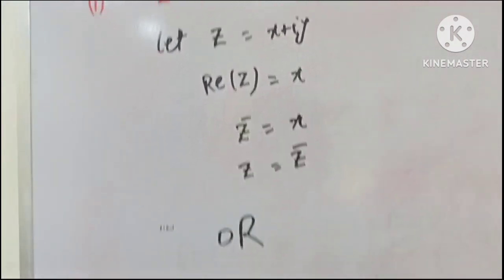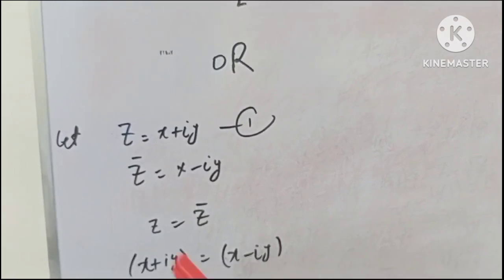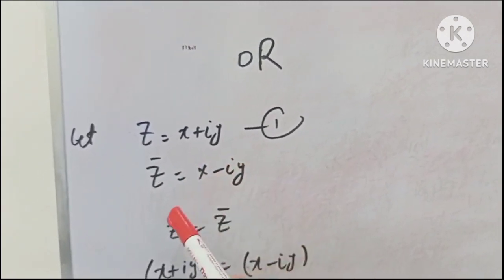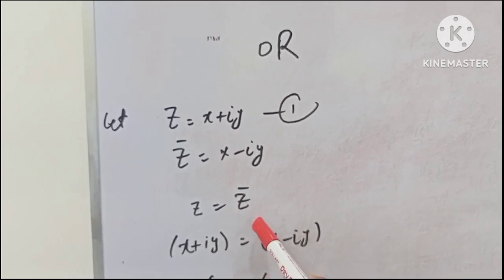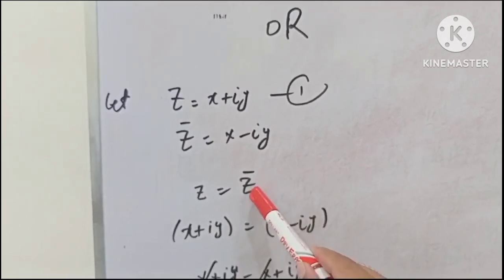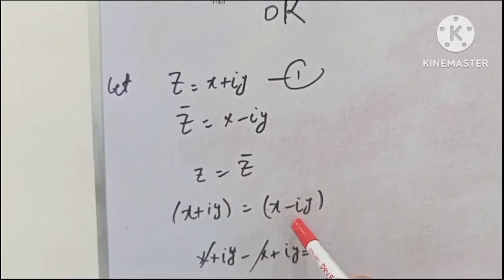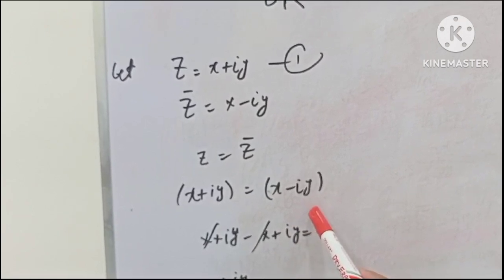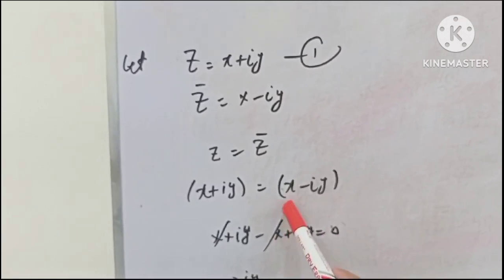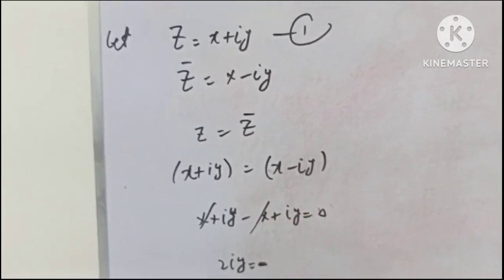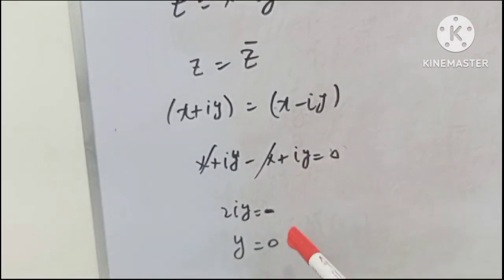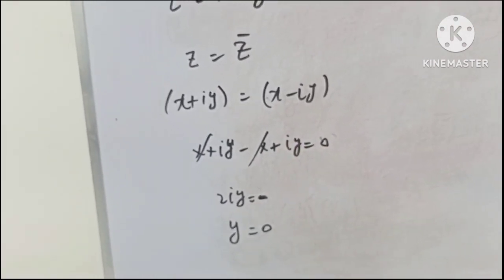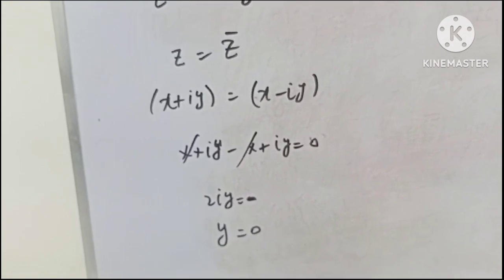Method 1 is done, now we discuss the second method. Let z is equal to x plus iota y, z bar is equal to x minus iota y, z is equal to z bar as given in equation. Putting the value of z and z bar, we take x plus iota y equal to x minus iota y. x cancelled with x, 2 iota y is equal to 0 and y is equal to 0, as 2 iota is not equal to 0, so y equal to 0.